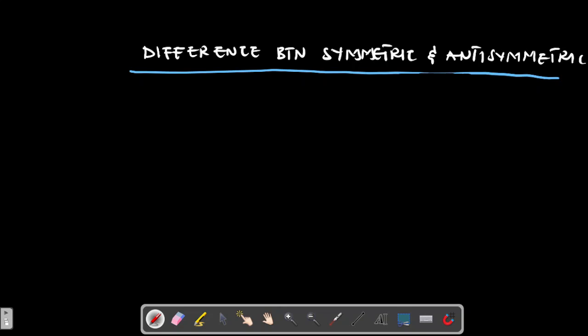In this lesson, we will explain the difference between symmetric and antisymmetric properties of numbers. In order relations, we are talking about how two numbers are connected or associated. You can have equal to, less than, less than or equal to, and so on and so forth.